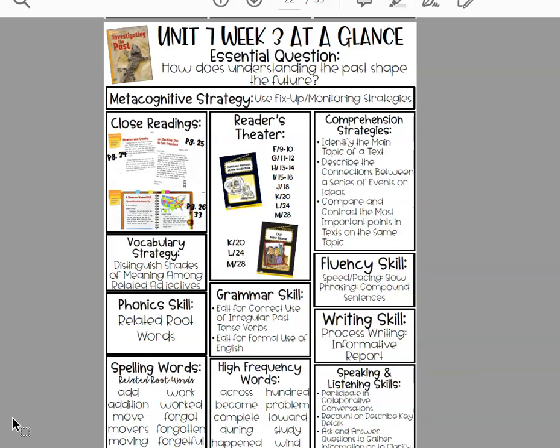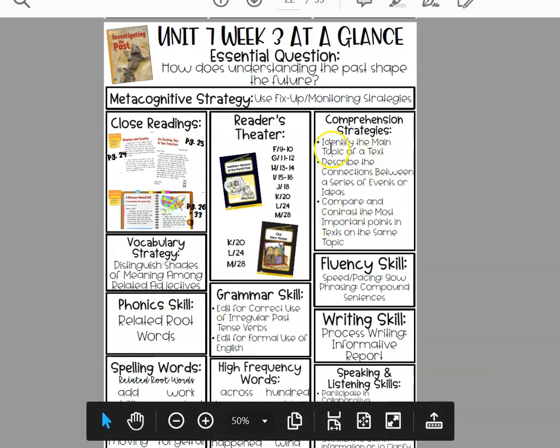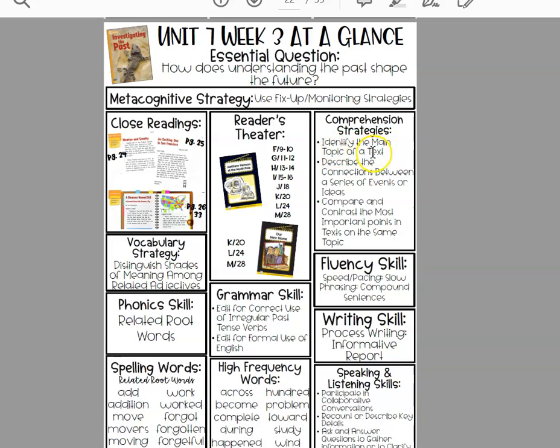And remember, we had a nice carpet discussion about how learning from the past can help shape the future because we can make better choices, right? And this applies to not just stories we've read, but even our everyday life. So we are going to focus on some of the strategies this week. I want us to focus on the main topic of a text. Those are super important strategies right here.